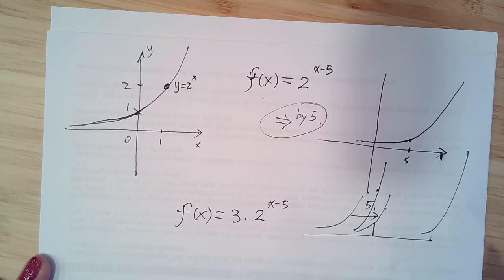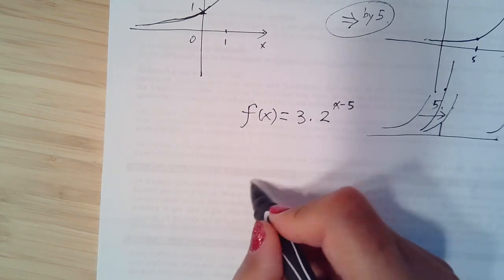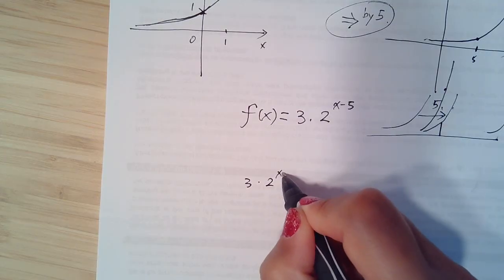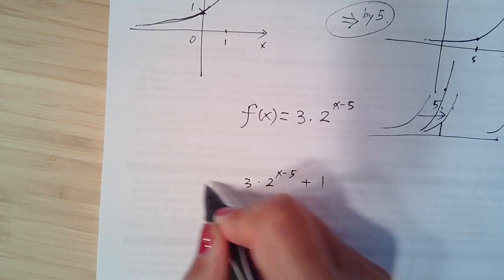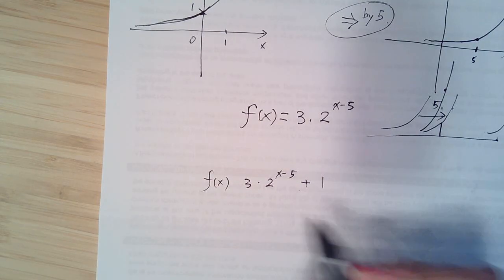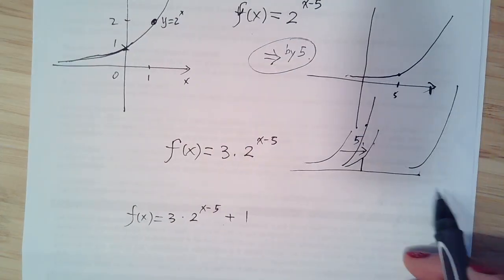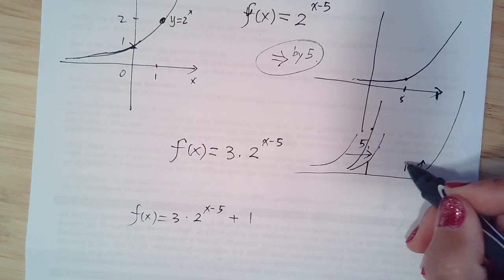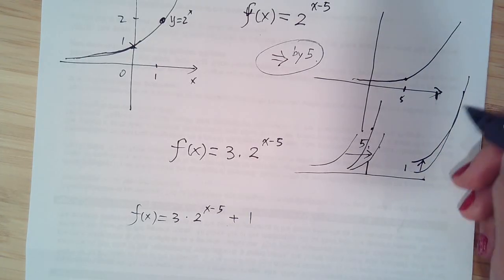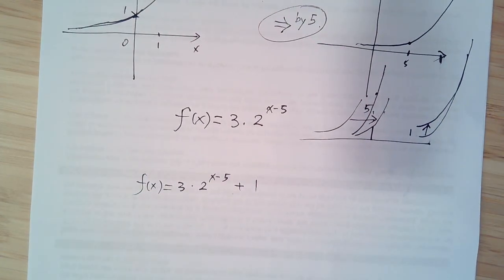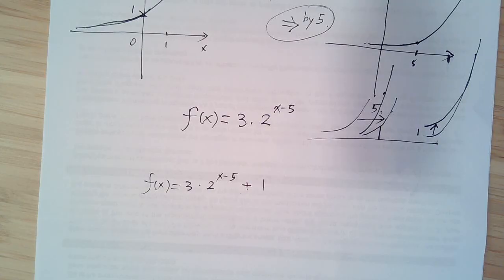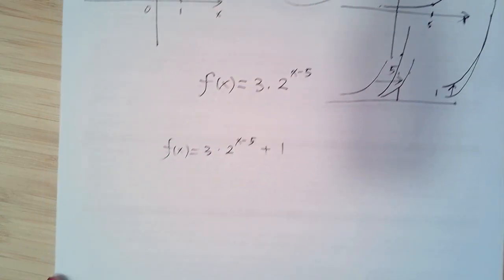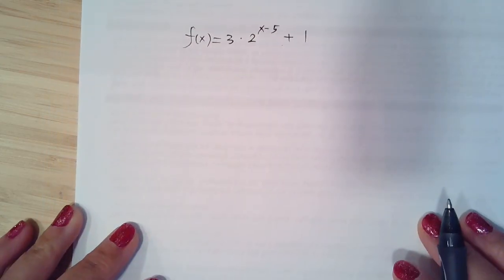Okay? And the next one, if I ask you to graph 3 times 2 to the x minus 5, plus 1, do you know how to graph that? That will be from this graph, and then you're going to shift up by 1. Isn't it interesting? So that's a function transformation.